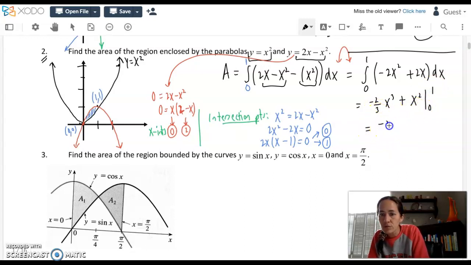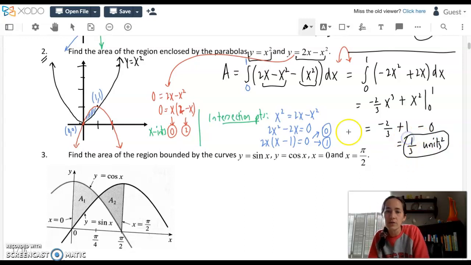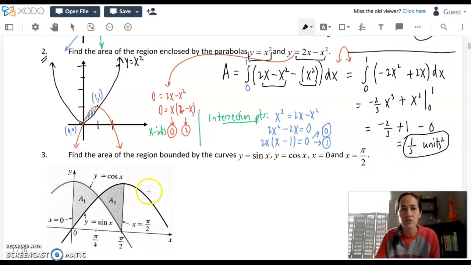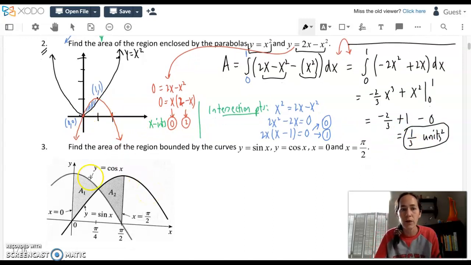1 gets plugged in, so negative 2/3 times 1, plus 1 squared, so plus 1, minus, now 0 gets plugged in, but like many times, I don't think you're going to have much, minus 0 again. So we'll just say minus nothing. Negative 2/3 plus 1 gives you exactly 1/3 of a square unit of area. And that does look like, there's only a little sliver there in the picture. It does look like it makes sense in the context of the problem.